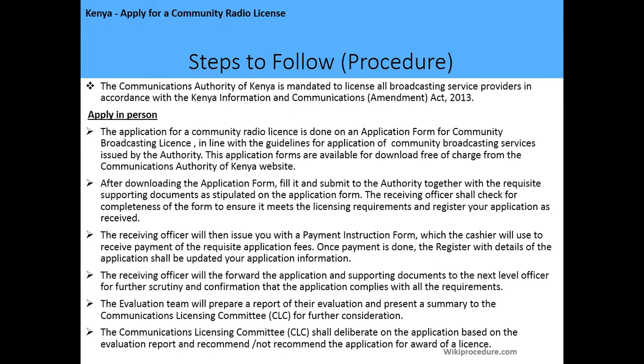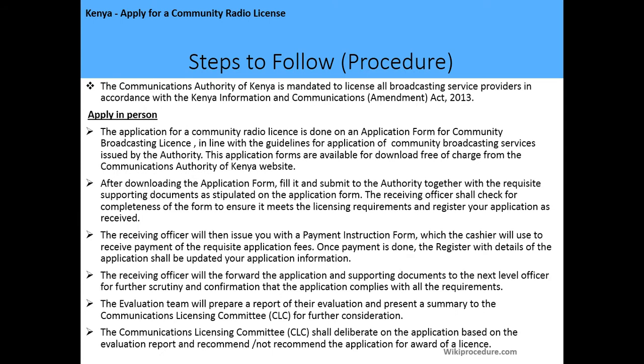First of all, we've already mentioned that the Communication Authority of Kenya is the one which is mandated to license all broadcasting services providers in accordance with the Kenya Information and Communication Act of 2013. And this application can only be done in person.